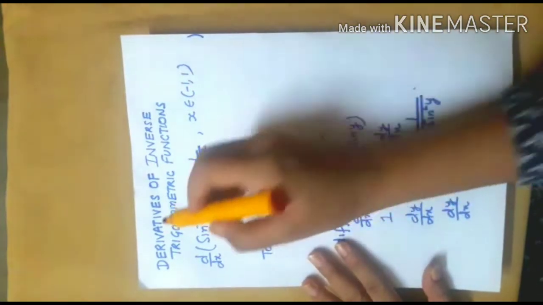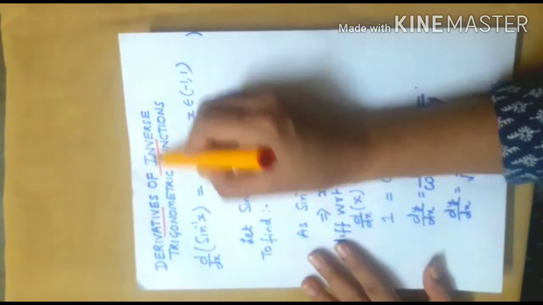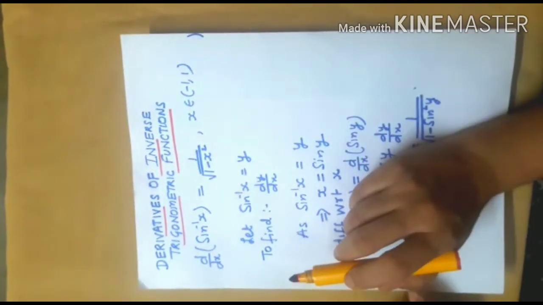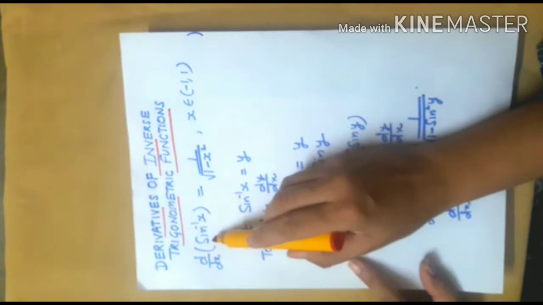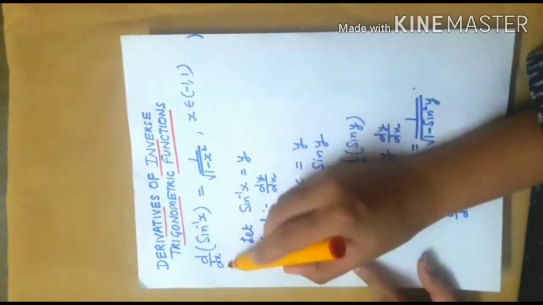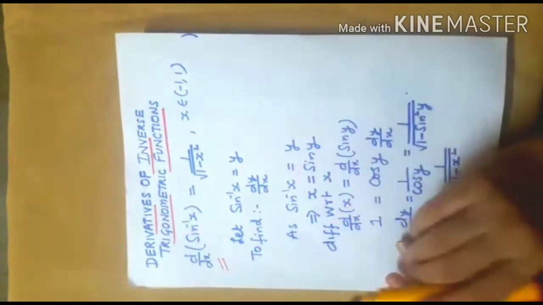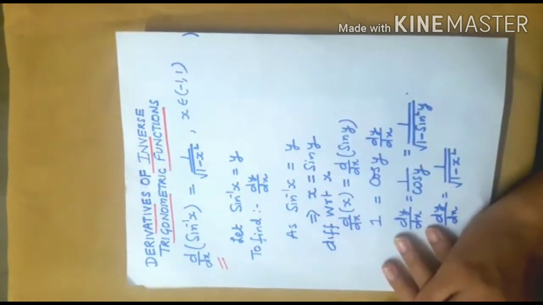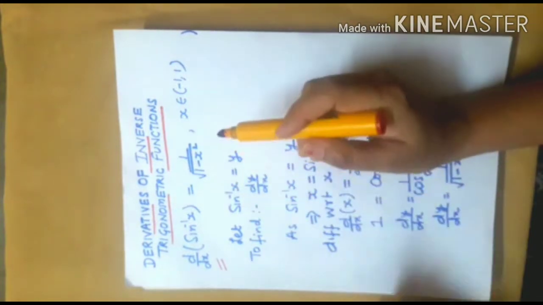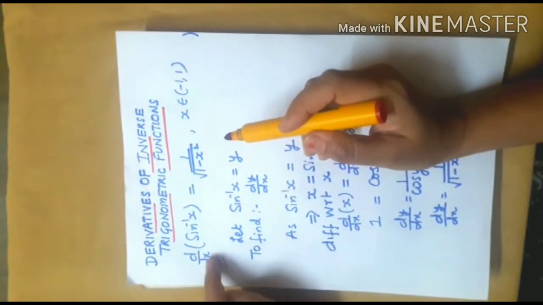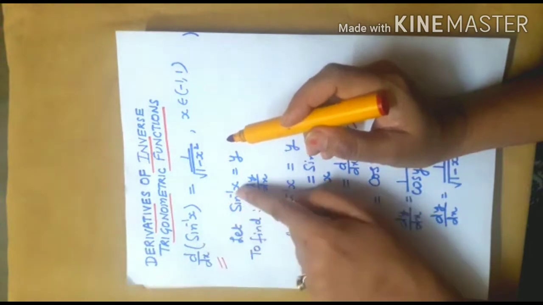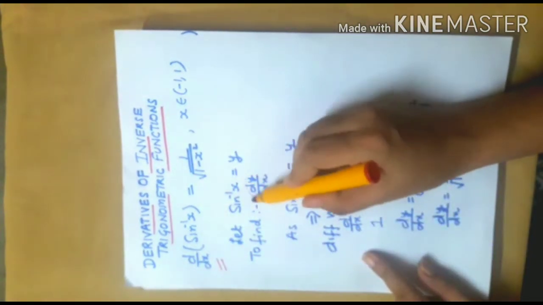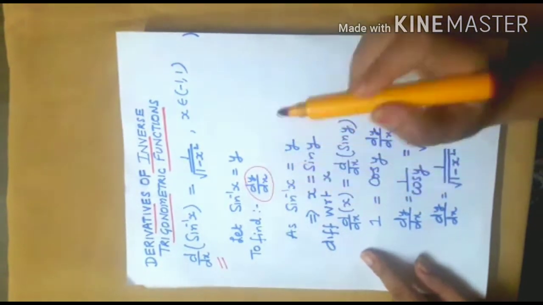Today we will discuss derivatives of inverse trigonometric functions. So first we will study the derivative of sine inverse x. Let sine inverse x be equal to y. So I need to find out d by dx of sine inverse x. Now sine inverse x is equal to y, so that means I need to find out dy by dx.